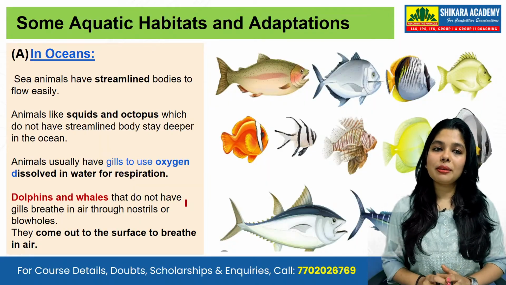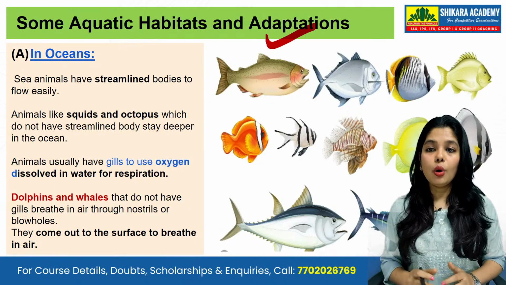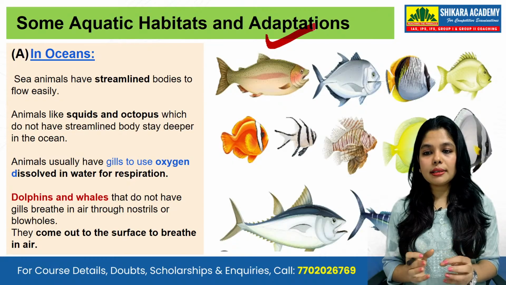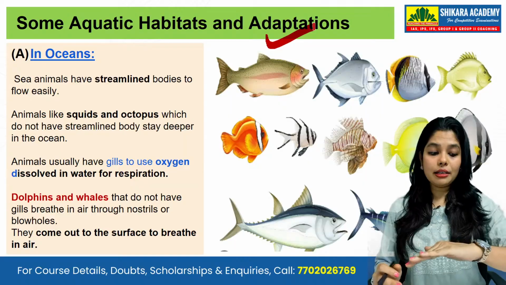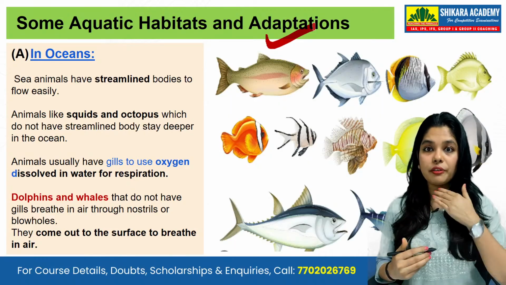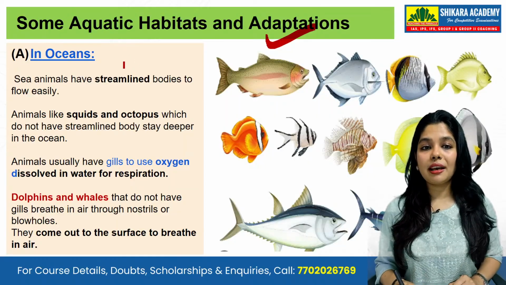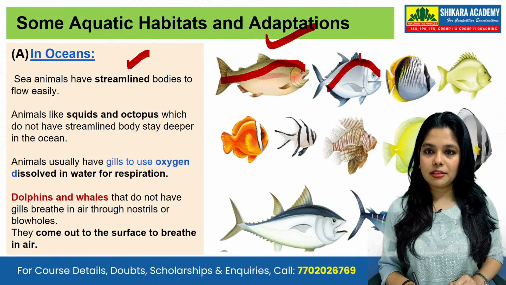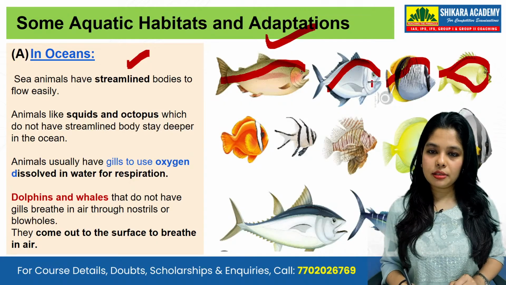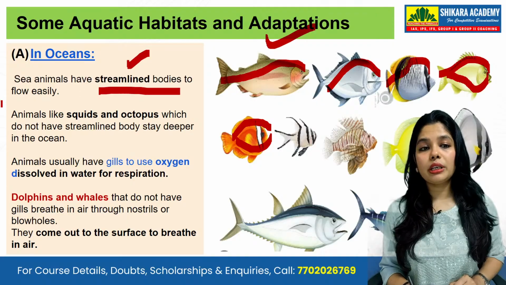Now we will be talking about some of the aquatic habitats and their adaptation. What is the prime thing by which life is getting adapted under the water surface? Under the water surface, how is life getting adapted, students? So sea animals have streamlined bodies. This is called streamlined bodies. They have streamlined bodies to flow easily.